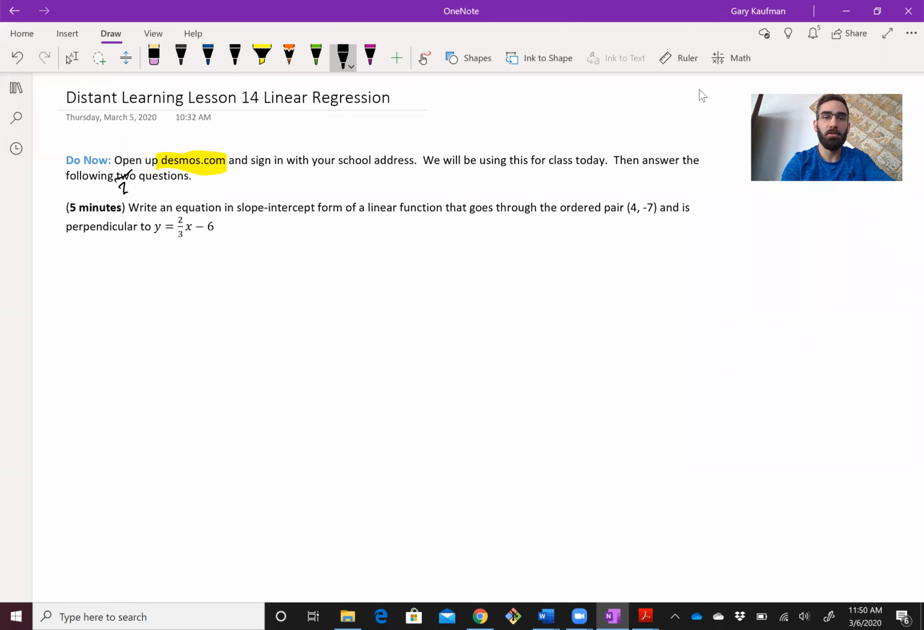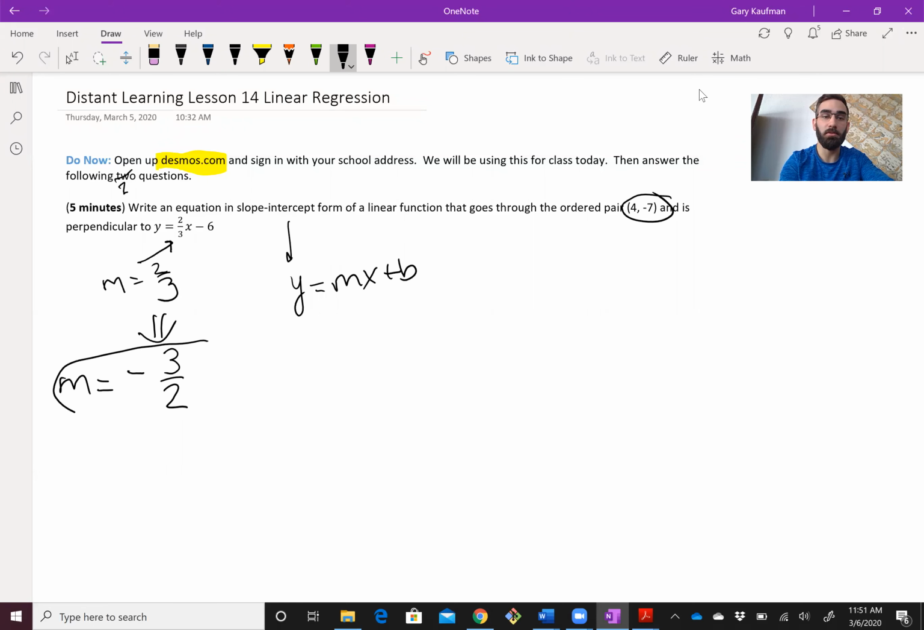So as a reminder, since we want slope-intercept form, we want y equals mx plus b. We're given a point and we're told that we're perpendicular to this. Now we are in slope-intercept form, so I can say that m equals 2/3, but because I want to be perpendicular, I need the opposite, which is the negative reciprocal, 3/2. So this is the m that I'm going to use.